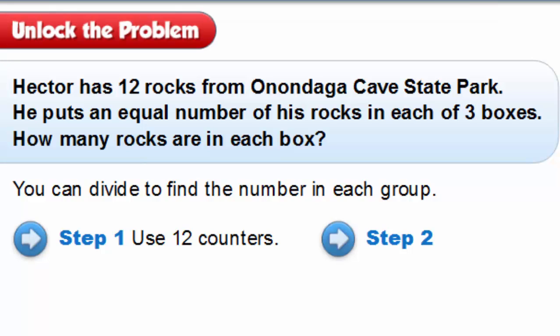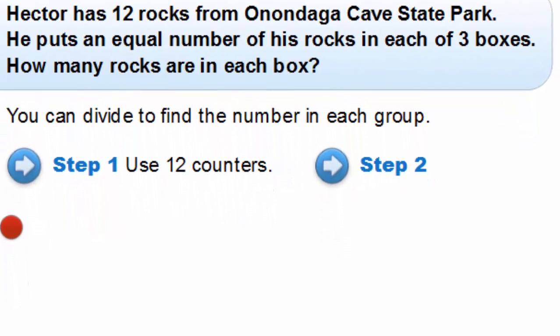Great. I hope you got something to snack on. I'm hungry. I wish I had gotten snacks, but instead I just have these wonderful little red dots. So you get yours out in front of you. Make sure that you have 12 counters.